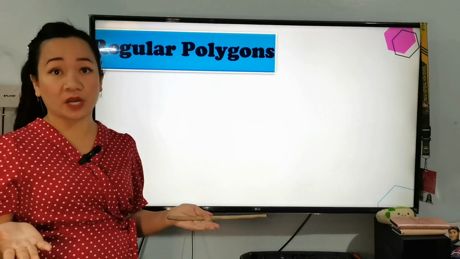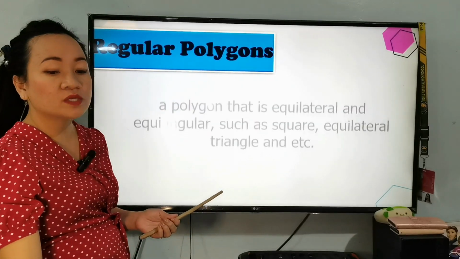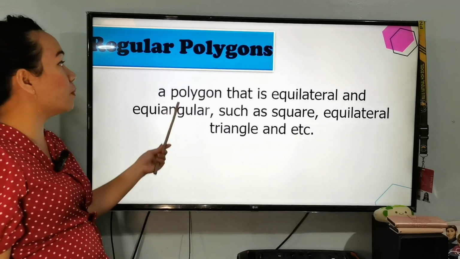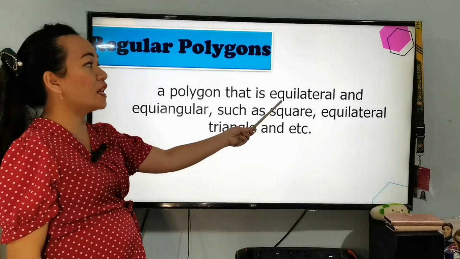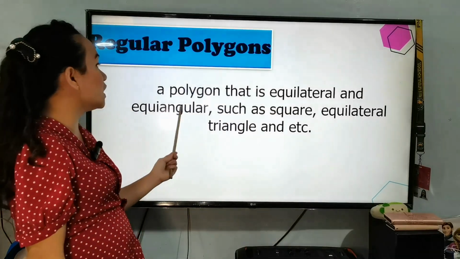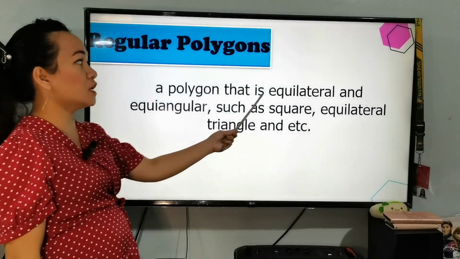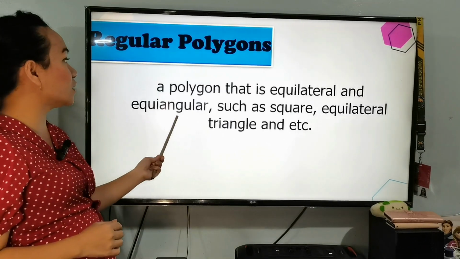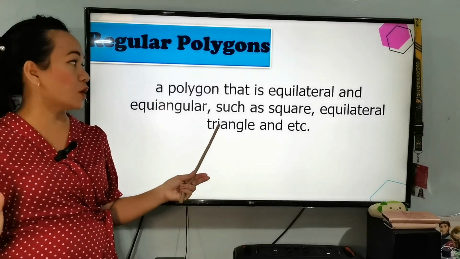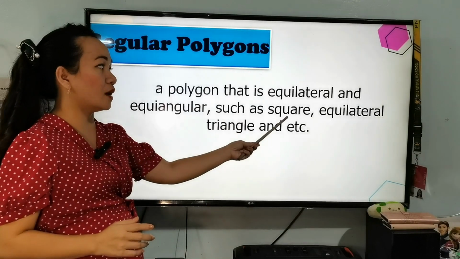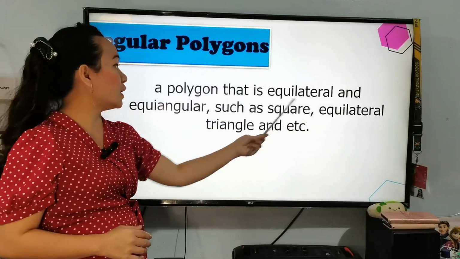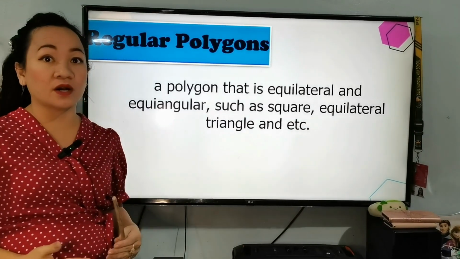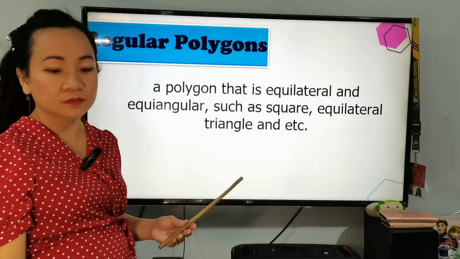So what is a regular polygon? When we say regular polygon, this is a polygon that is equilateral and equiangular. When we say equilateral, all the sides are equal. When we say equiangular, all the angles are equal. Such as, for example, a square, an equilateral triangle, and many other polygons.